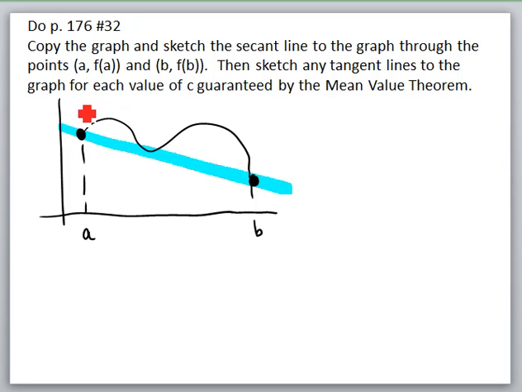I'll approximate that there's a c value about right here. So straight down, there's one c value. It looks like there's another c value right here where the slope of the tangent equals the slope of the secant. I'm not drawing that very straight, but there's a second value. And then there looks to be one more value about right here, so maybe this is c3. So we have now sketched the tangent lines to the graph that the mean value theorem guarantees.